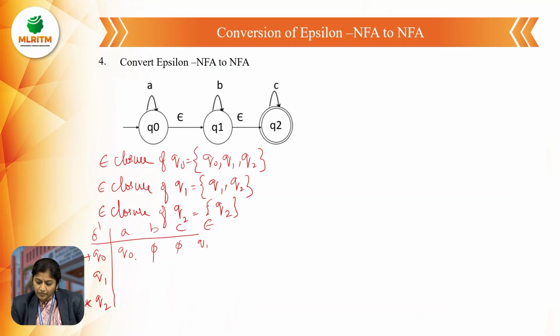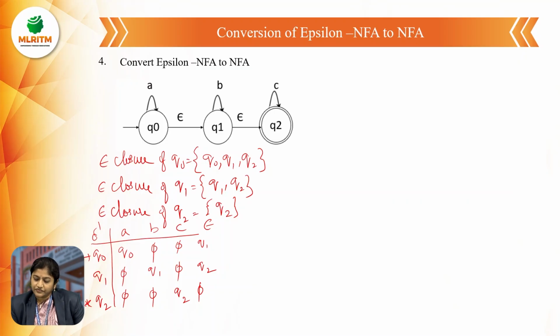Next, Q1 on A, null set. Q1 on B is Q1. Q1 on C, null. Q1 on epsilon, where is it going? Q2. Q2 on A, it is null. Q2 on B, it is null. Q2 on C is Q2. Okay, Q2 with epsilon is null. So this is just a transition table for this particular NFA with epsilon symbol. So now we'll convert this to normal NFA, that is non-deterministic finite automata.